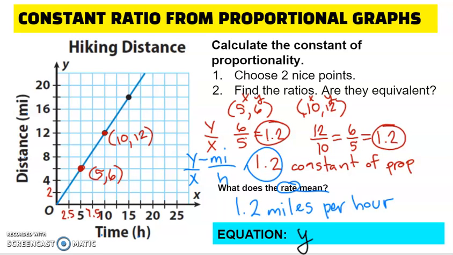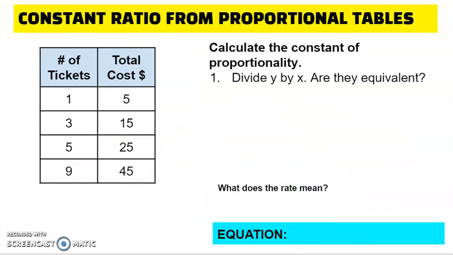The equation is y equals the rate, 1.2, times the x value. And again, if I did my x times the rate, that gives me my y value. X times the rate gives me my y value. Okay. All right, let's look at this in tables.